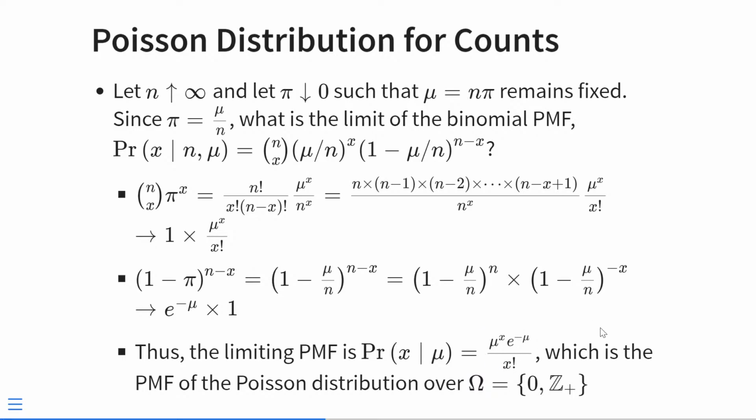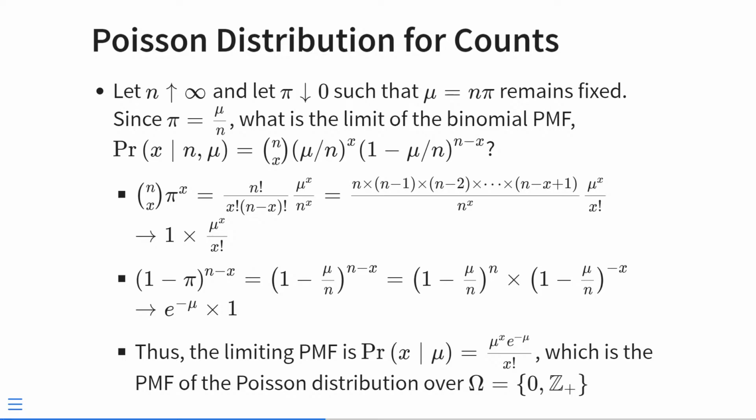And this expression is a valid probability mass function. It yields numbers that are non-negative, and they sum to 1 over the entire sample space, but the sample space in this case is all non-negative integers. So that would be an infinite sum, but the infinite sum of this probability mass function converges to 1 if you sum it from x equals 0 to x equals infinity.